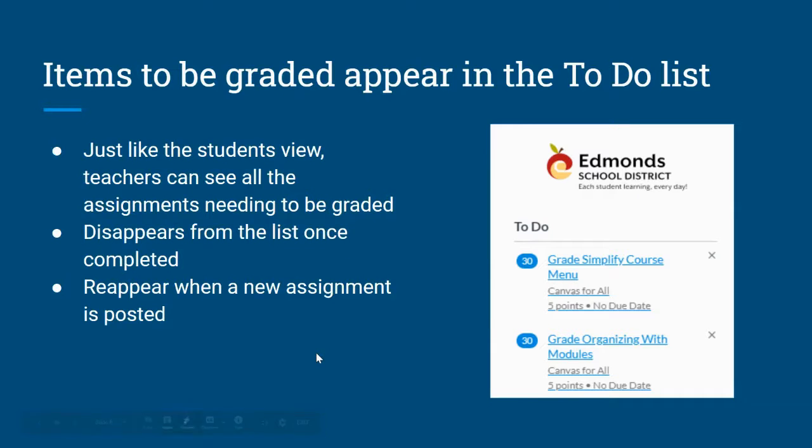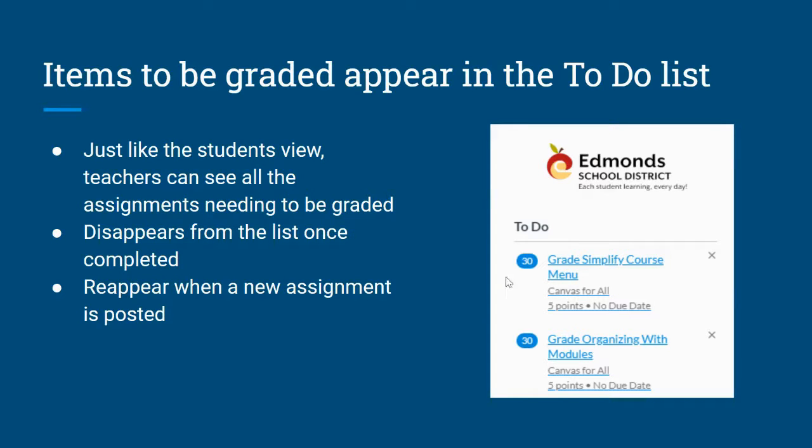Another place for you to look for what you need to do as far as grading is in your to-do list on the right-hand side of your homepage. Just like students, you can see that these assignments still need to be graded. If I click here on the assignment name, it'll take me to SpeedGrader. I can also do this straight in the Canvas gradebook, but if it's an assignment that was submitted through Canvas, it'll pop up here. And then I can grade it here.